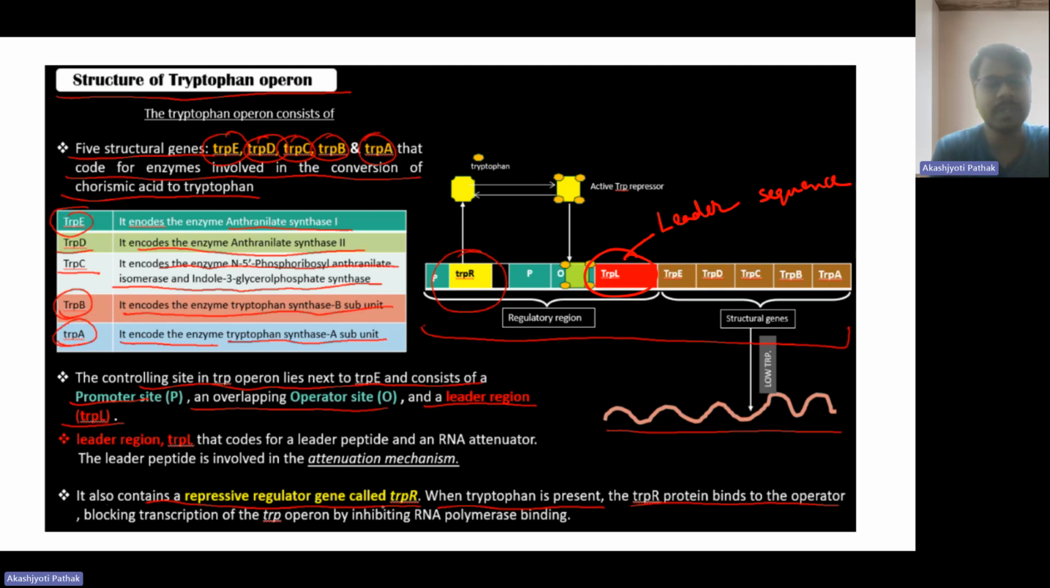It also contains a repressor regulatory gene called trpR. So this TRP operon consists of a trpR regulator gene. There is a leader sequence. This leader sequence codes for a leader peptide and an RNA attenuator, which prevents the transcription. The repressor binds to the operator, blocking transcription of the TRP operon by inhibiting the RNA polymerase binding.